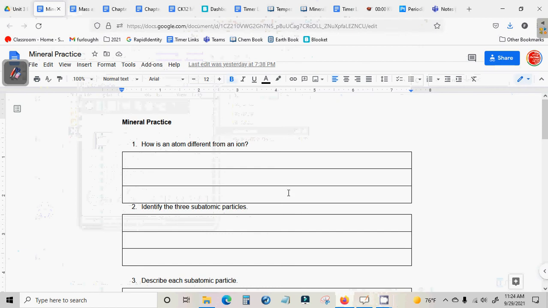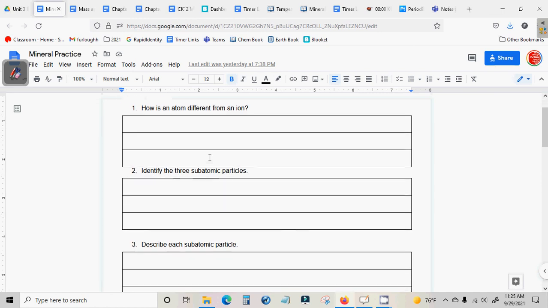Alright, so this is the mineral practice. Now, these questions came from the lesson reviews that you should be doing in your notebook. This was turned in for a grade, so if you're absent, you need to make this up. So you can either wait and get a copy when you come back to school, or you can answer on a sheet of paper or an email and send it to me that way.